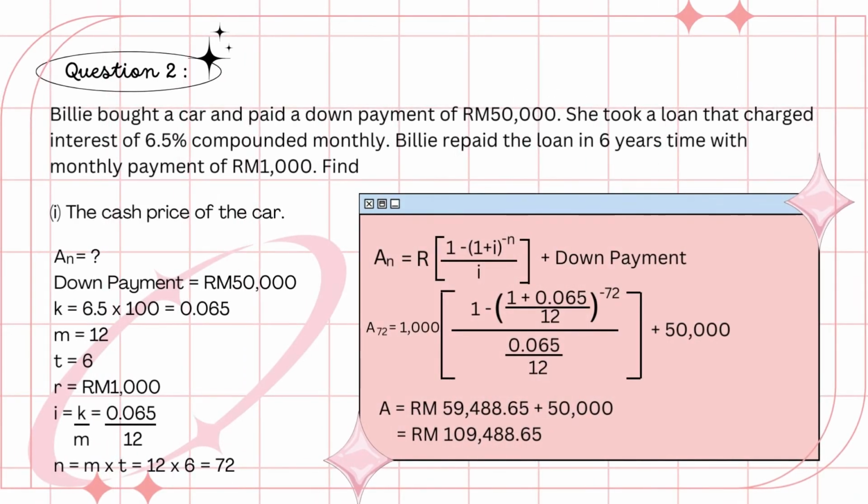For the cash price of the car, first we need to list all the information given, such as down payment equal to 50,000 ringgit, K equal to 0.065, M equal to 12, T equal to 6, R equal to 1,000 ringgit, I equal to 0.065 over 12, N equal to 72. After that, enter all the information into the present value formula, same as shown in the slide. Then you will get the answer.